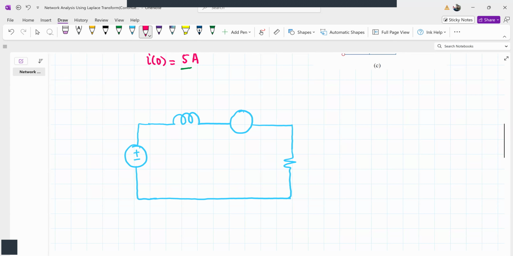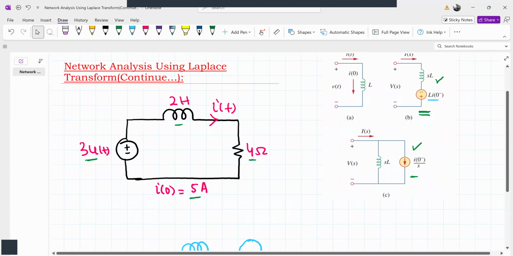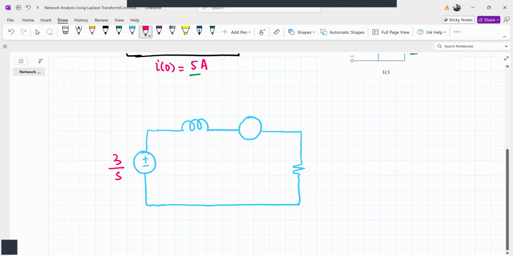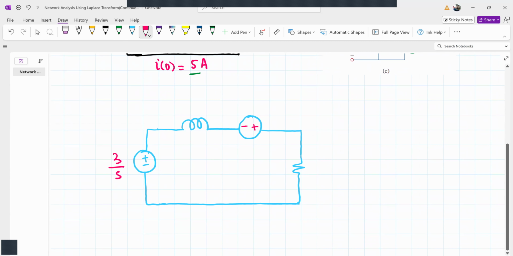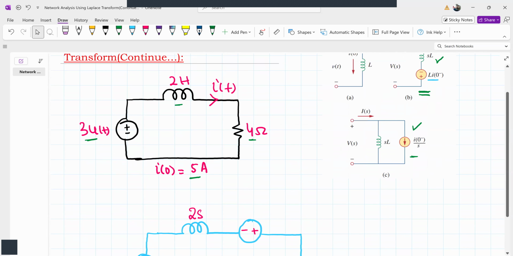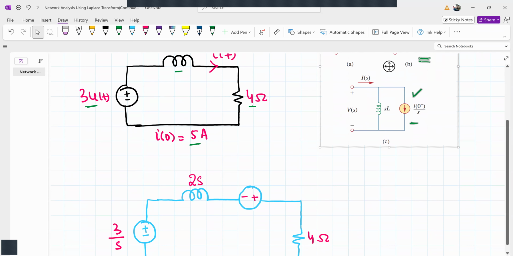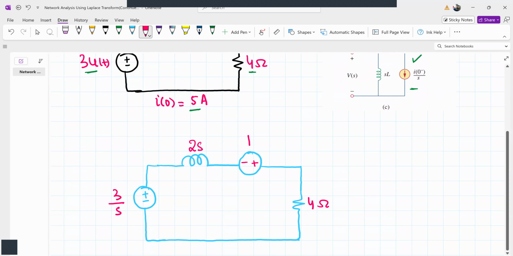Let's write the values. The equivalent of 3 u of t is 3 by s. The equivalent of the inductor is Ls in series connected to a voltage source. Please remember the polarity of the voltage source. For the 2 Henry inductor this will be 2s. Then we have the 4 ohm. The inductor is also replaced by the voltage source L times i of 0. i of 0 is 5, L is 2, so the voltage value is 2 multiplied by 5, which is 10 volts.